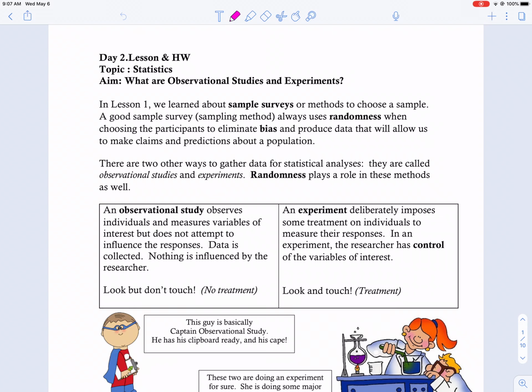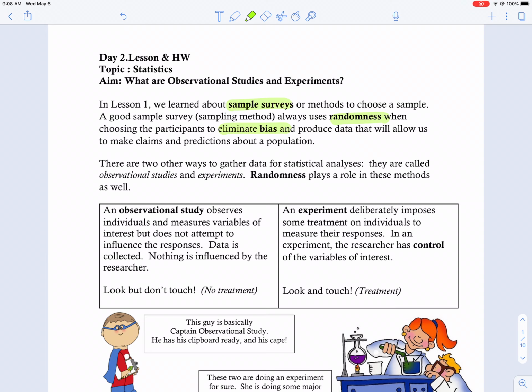Hi, everybody. We are back with day 2 of stats. We're going to be comparing and contrasting observational studies and experiments today. In lesson 1, we learned about sample surveys, or methods to choose a sample. A good sample survey always has randomness and eliminates bias, like we talked about a little bit yesterday, right? We want to eliminate bias to produce data that will allow us to make claims and predictions about the population.